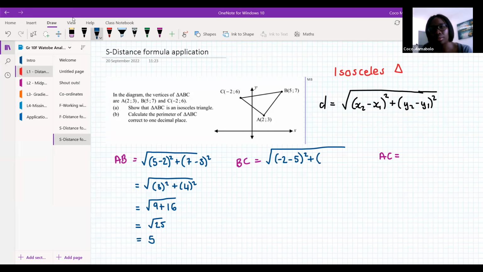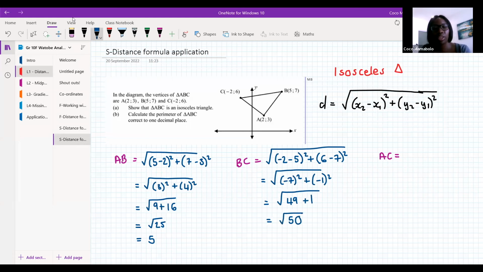Plus 6 minus 7 squared, which is the square root of -7 squared plus 1 squared, so 49 plus 1, which is equal to the square root of 50.